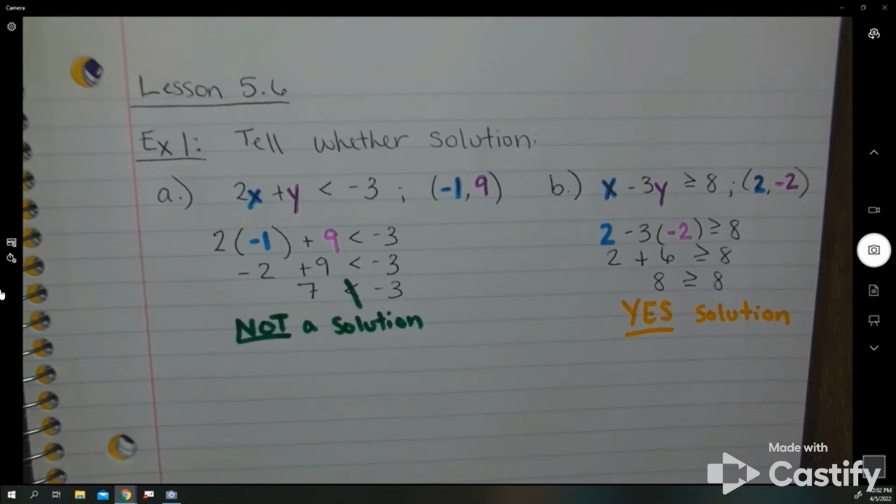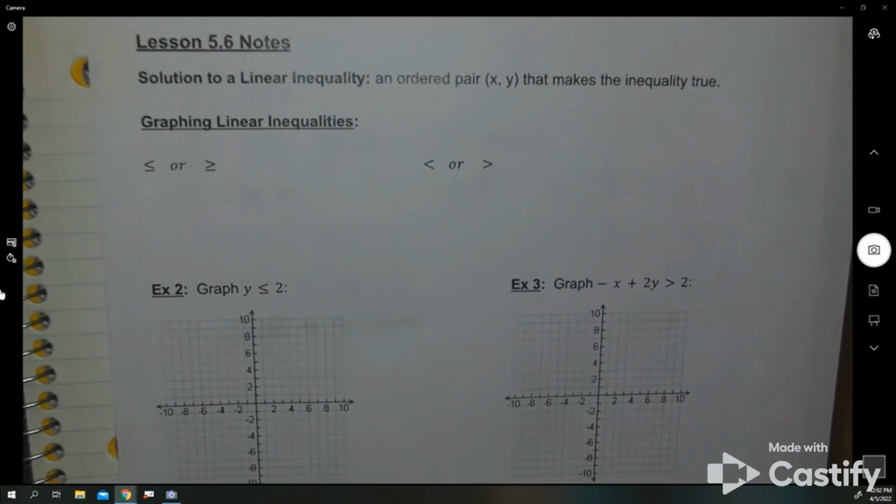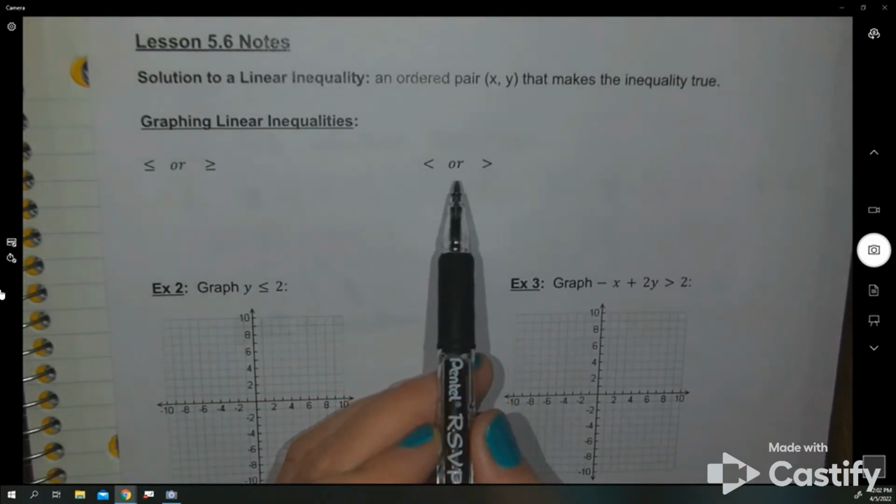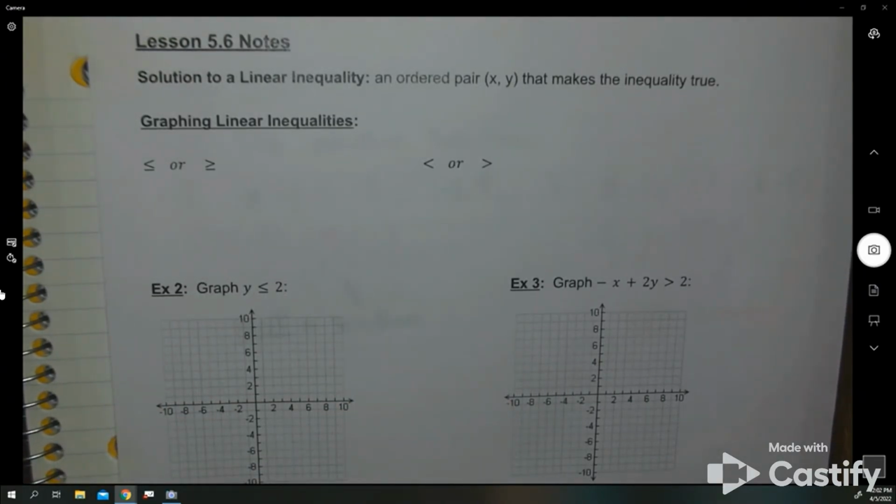All right, so let's take a look. When we're graphing linear inequalities, we have our less than or equal to symbols, we have our greater than and our less than symbols. When we're graphing, remember when we did our number line graphs and we had open circles and closed circles. So we have a very similar circumstance here with our linear graphs.